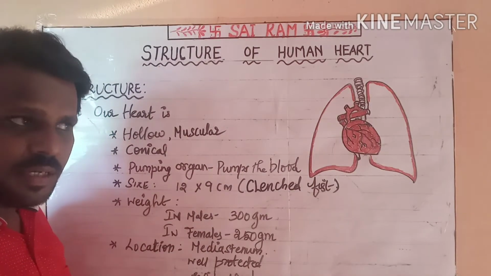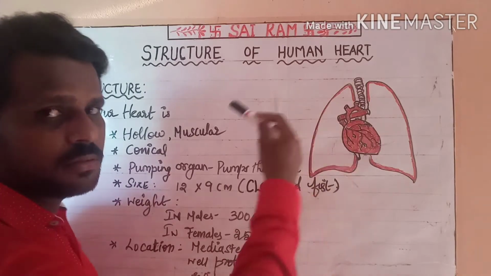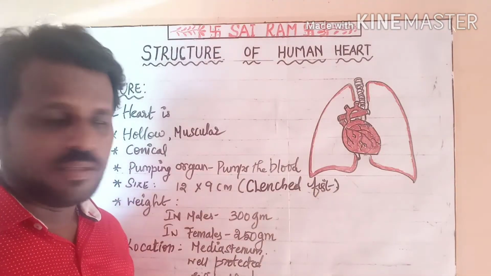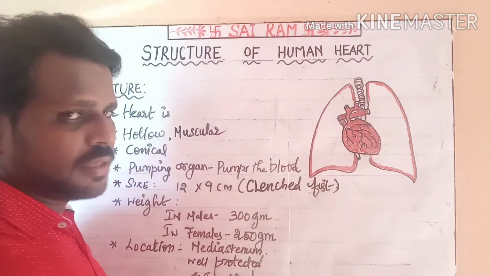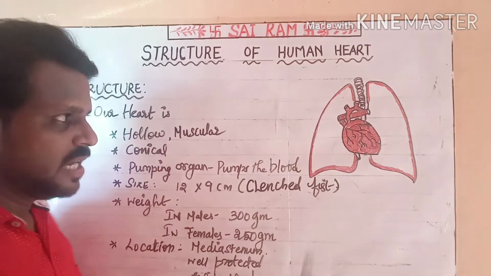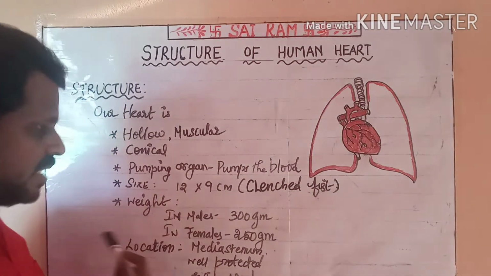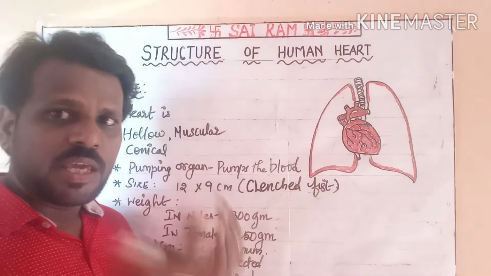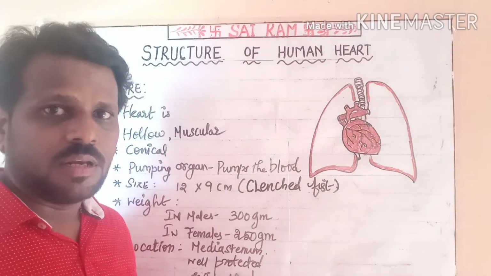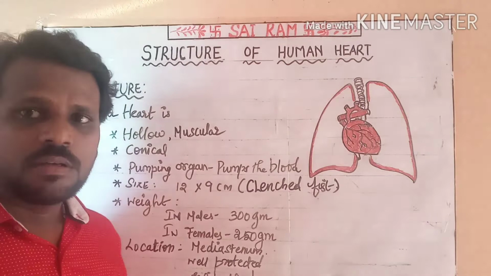Where is it located? It is located in the mediastinum. Mediastinum is nothing but the center of the thoracic cavity. In the thoracic cavity you have a pair of lungs. In between the lungs the heart is located. That location we call the mediastinum, and it is well protected inside the bony cage. A bony cage protects our lungs as well as heart, and it is reddish brown in color.